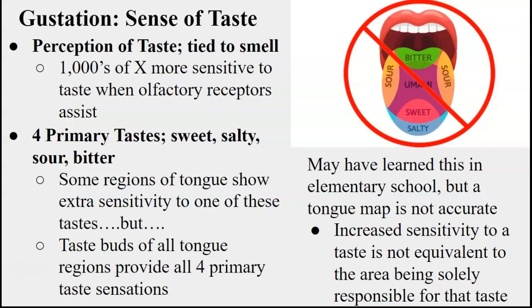In fact, I've linked on the slide here to a news story that talks about why this is no longer accurate and why we got a misconception early on from research back in 1901. Because parts of the tongue are more sensitive to certain tastes, it got mapped out as this is the place that's responsible for that taste, even though that is not accurate.